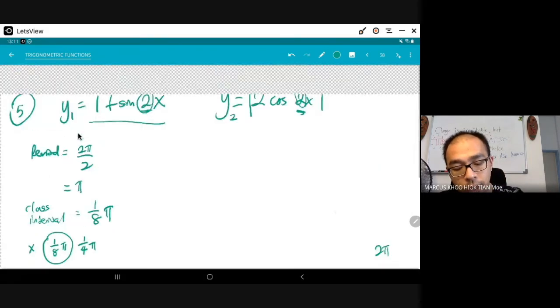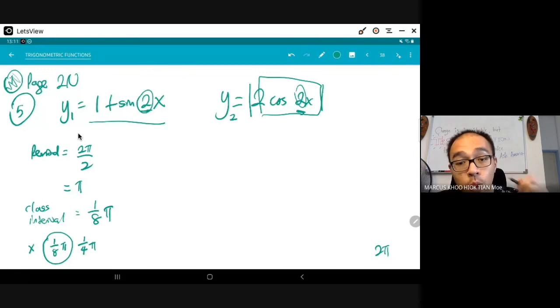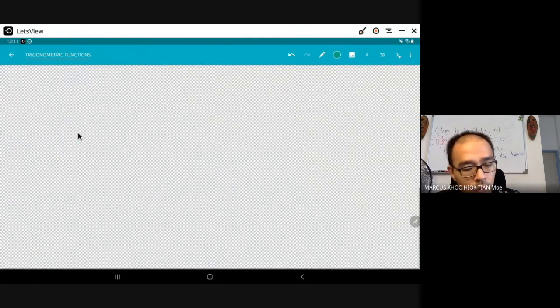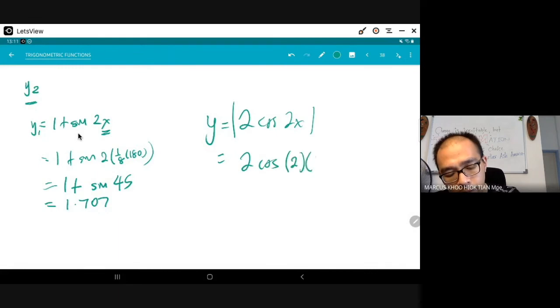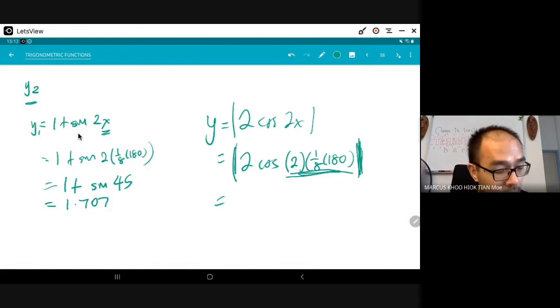Then the next one, y2, is this: 2 cos 2x, but remember, it's modulus. So we try and see. y equals 2 cos 2x modulus. We replace x with 1 over 8 pi, 1 over 8 times 180 lah. Modulus. Alright, so settle this one lah guys. Don't cut these two apart, they are not related. So 2 times 1 over 8 times 180 is 45.